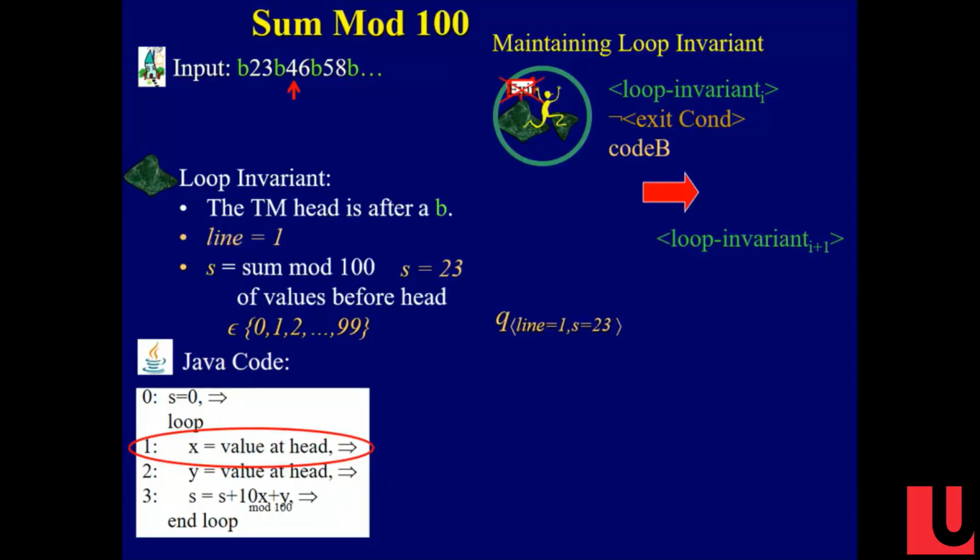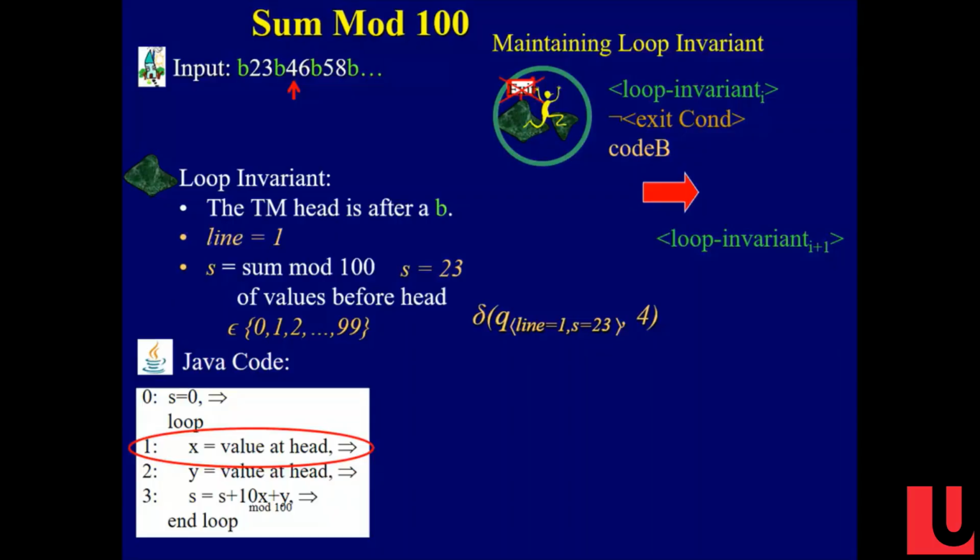So then, what do I do next? Well, I'm going to transition. So I say, what is my delta function? If I'm in this state and I read, what am I reading? Oh, I'm reading a 4. So what's the code for line 1? It says take the value at the head, which is a 4. How do I know it's a 4? It's written right there. Take the value at the head, store it into X, move the head right, go to line 2. That's what I would do.